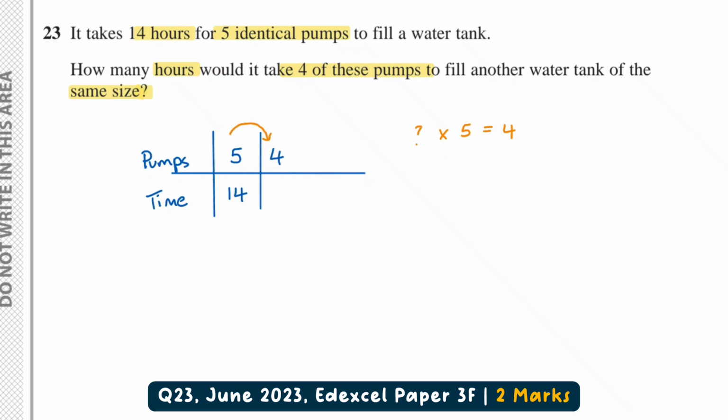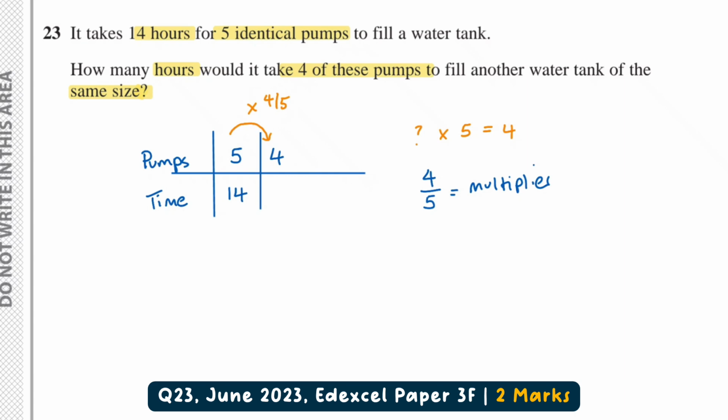Now, in order to find what that is, I'm just going to reverse my operation. So I'm going to start with 4, and instead of multiply by 5, I'm going to divide by 5. So that means my multiplier is 4/5. I'm going to put my times 4/5 here. So 5 times 4/5 is going to give me 4.